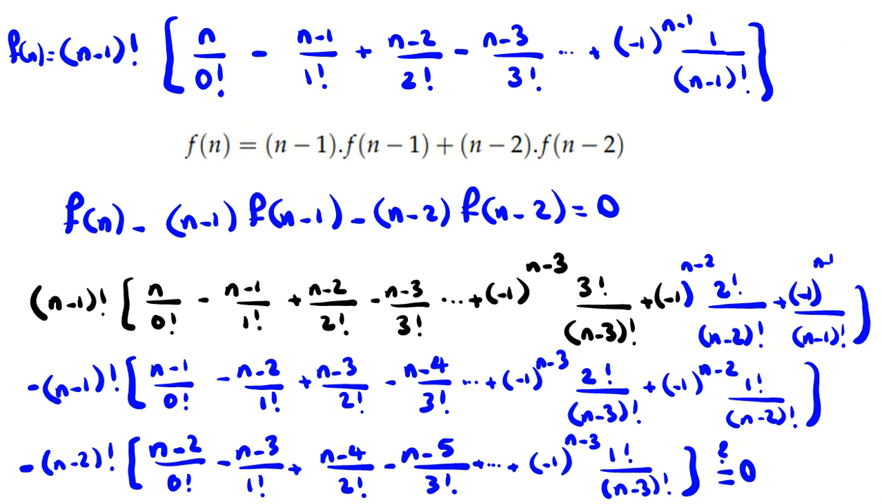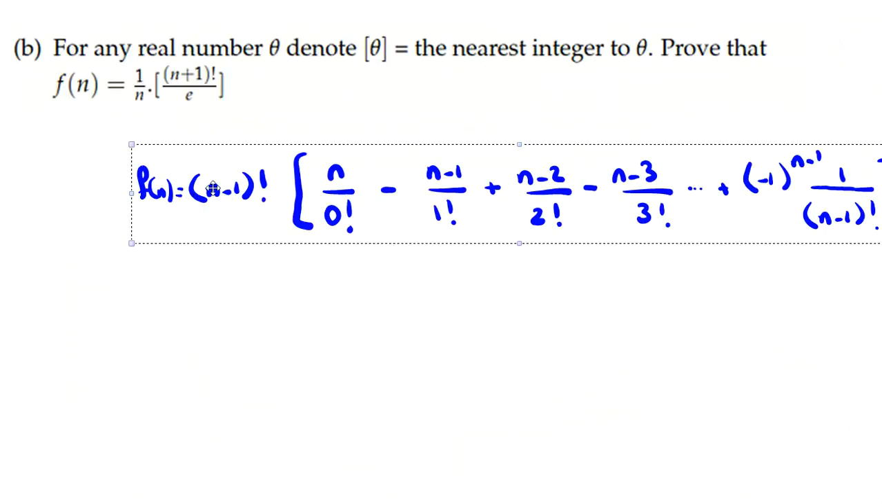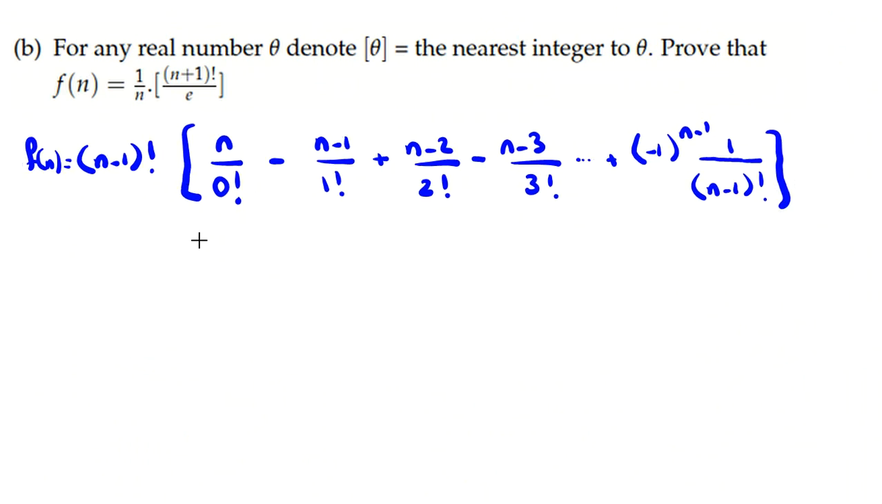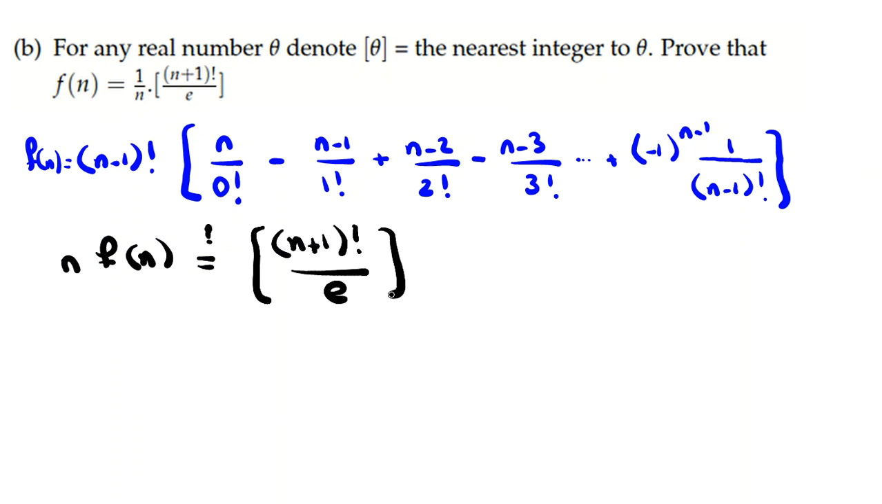So let's paste it here. Okay. So it says what? f of n is equal to this number. So the statement of the problem is equivalent to proving that n f of n equals the bracket of (n plus 1) factorial over e.